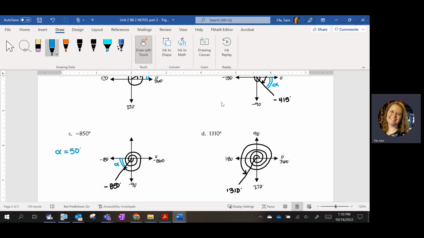Okay, so I went an extra 230 degrees is what y'all told me. So this right here is what I need to figure out. If that was 230 and this is 180, what's the difference from 180 to 230? That's 50 degrees again, right? What does that tell you about negative 850 and positive 1310? Those are coterminal angles. Mind blown, right? Okay. Y'all feel okay about finding reference angles, sketching angles in standard position?